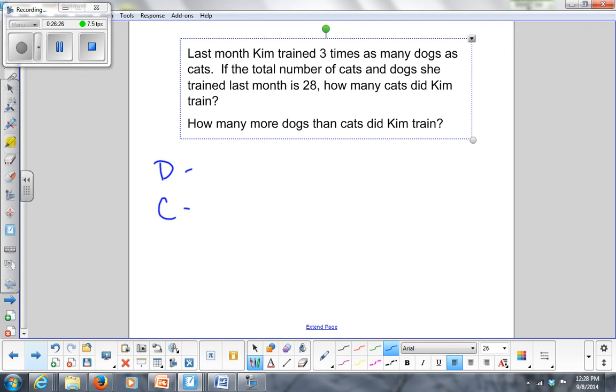Marisela. I'm going to draw 3 squares for dog. And you're going to draw 1 square for cat because we don't know how much cat is being trained. Okay, so what goes in the box? Yes. Good. Do you guys agree with this model?